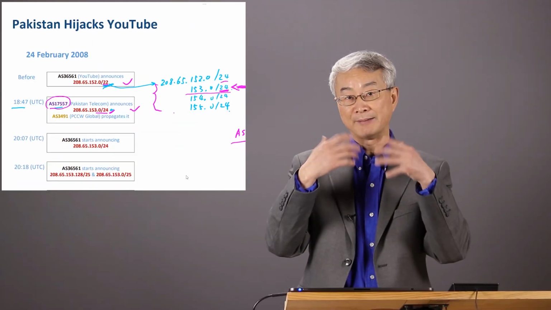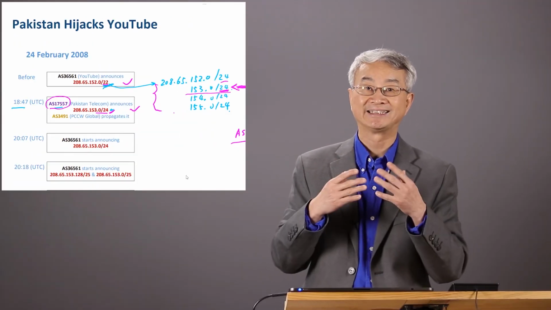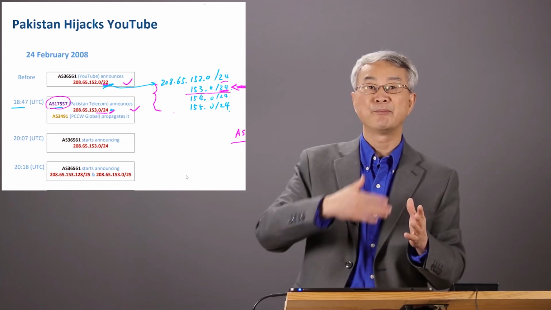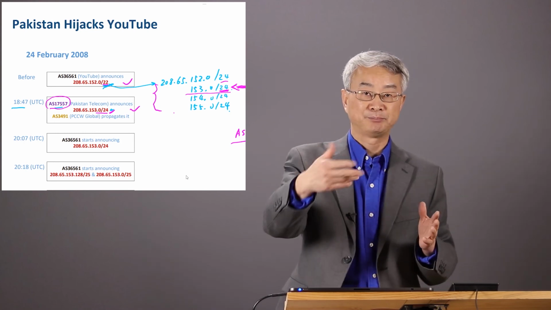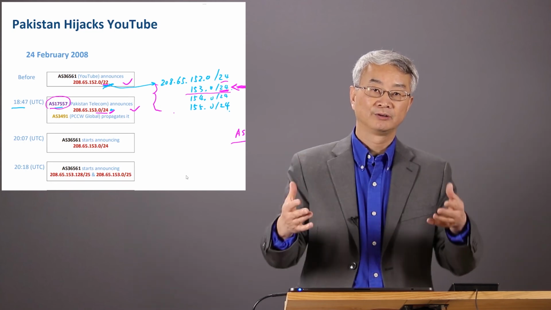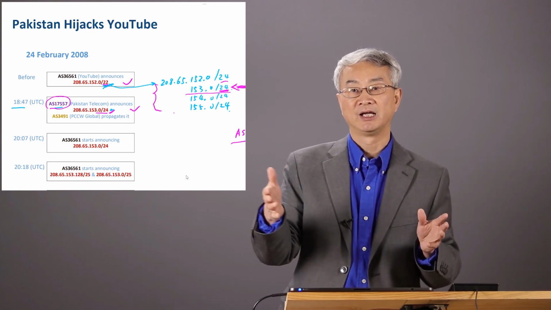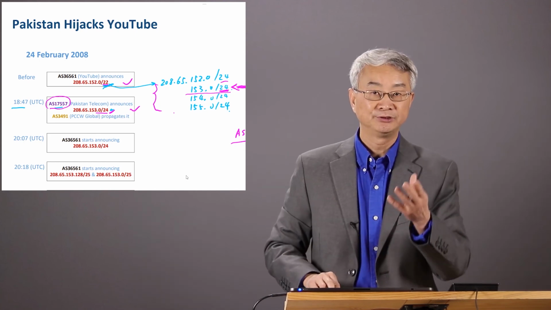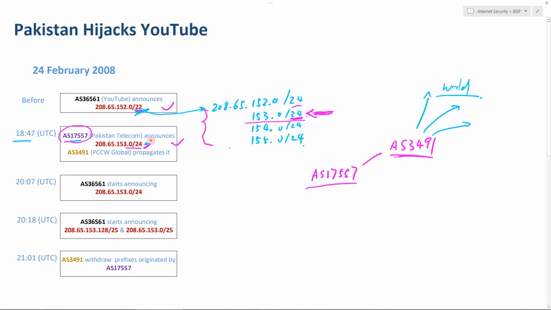YouTube had been actively monitoring the situation, so they detected the problem and tried to fix it. They tried to communicate with PCCW and with Pakistan Telecom to resolve the issue. But that takes time. While waiting for the situation to be resolved, YouTube tried to hijack that back. So what they did is they announced this one. They also announced a /24, and I don't know why they did this, and this definitely is not the best way to get this back.